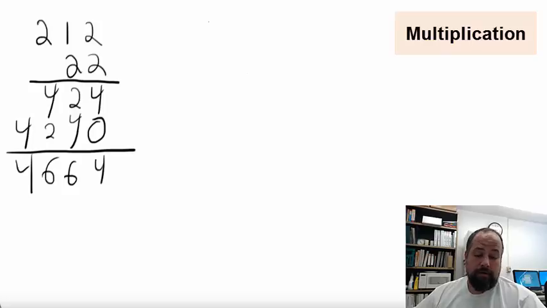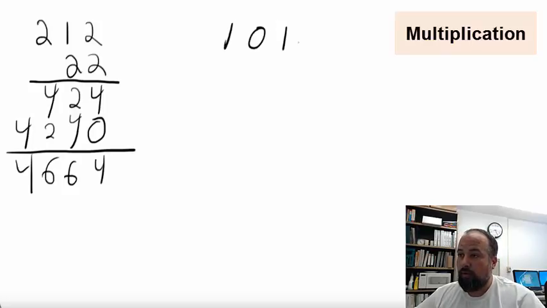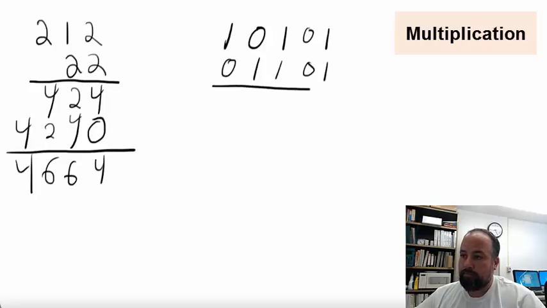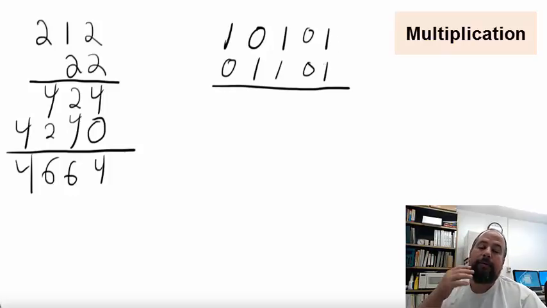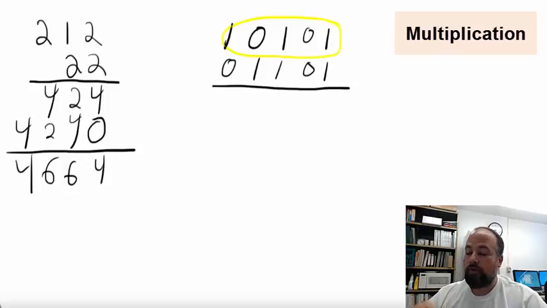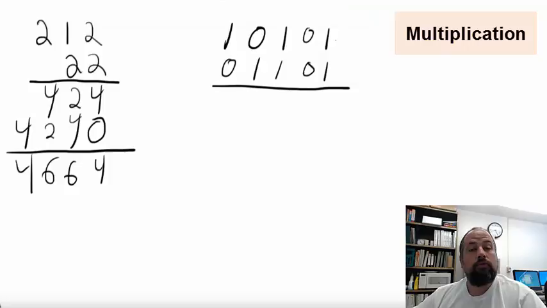So binary multiplication works exactly the same, but it's actually a little bit simpler. So let's do 10101 multiplied by 01101. And again, we start all the way from the right, but because binary is always 0 or 1, really all we have to do is copy that number down and shift it over the appropriate number of places. So let me show you what I mean.